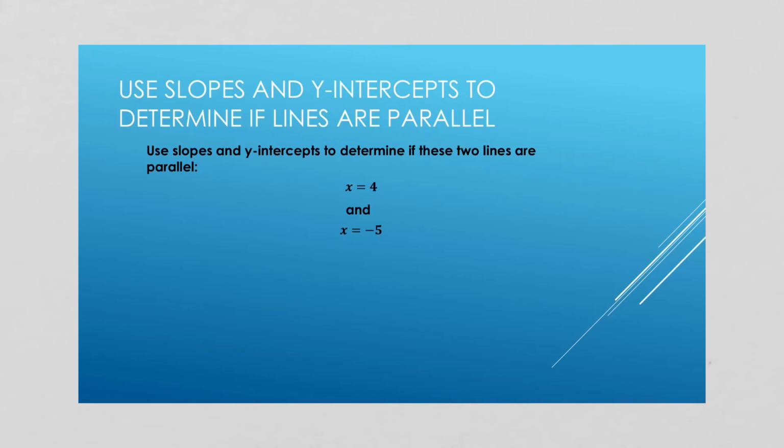All right, so look at these. X equals 4 and x equals -5. Again, I'm just going to quickly sketch these. X equals 4 looks like this. X equals -5 looks like this. Check those out. Now they both have a slope that is undefined. Since their slopes are both the same and they're not the same line, that means they are parallel.